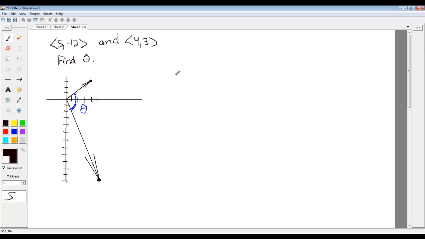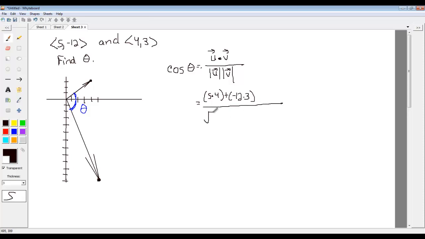Well, cosine theta equals the dot product over the regular product of the magnitudes. So for the dot product, we're going to have 5 times 4 plus negative 12 times 3. So that's the numerator. Then on the bottom, the magnitude of u is going to be the square root of 5 squared plus negative 12 squared, times the square root of 4 squared plus 3 squared.